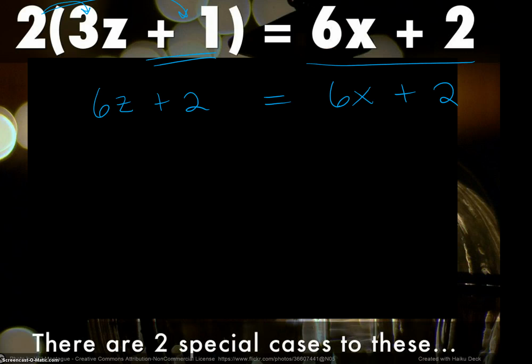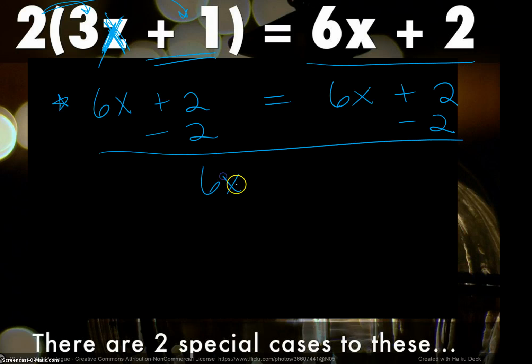This is supposed to be the same. I messed up. This is supposed to be an x. Can you please change that? Thank you. I appreciate you. All right. Now notice that they're the same. They weren't the same earlier, but that's because I made a typo. Now, if you were to solve this, subtract 2 from both sides, you get 6x equals 6x, and then you divide by 6, you get x equals x.